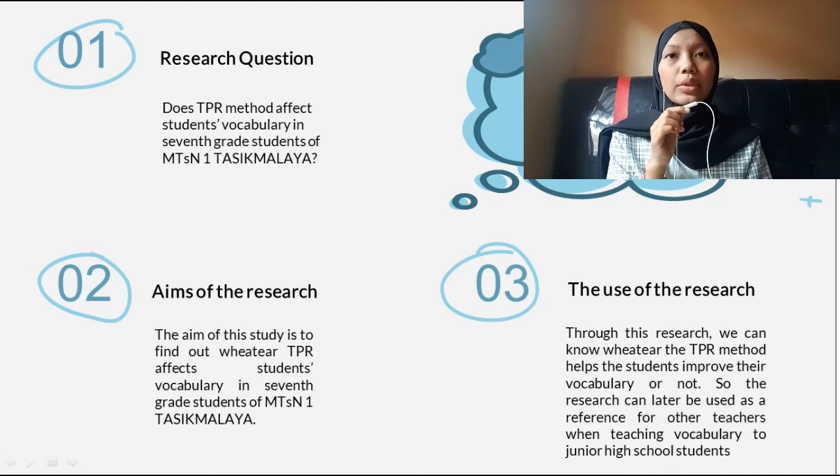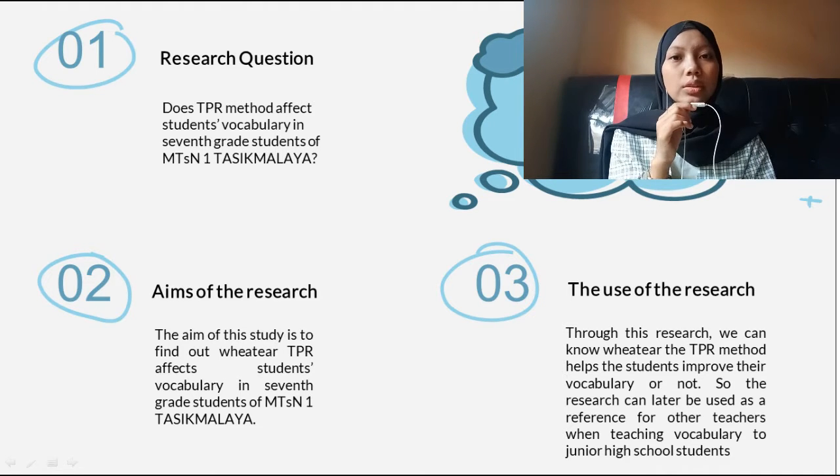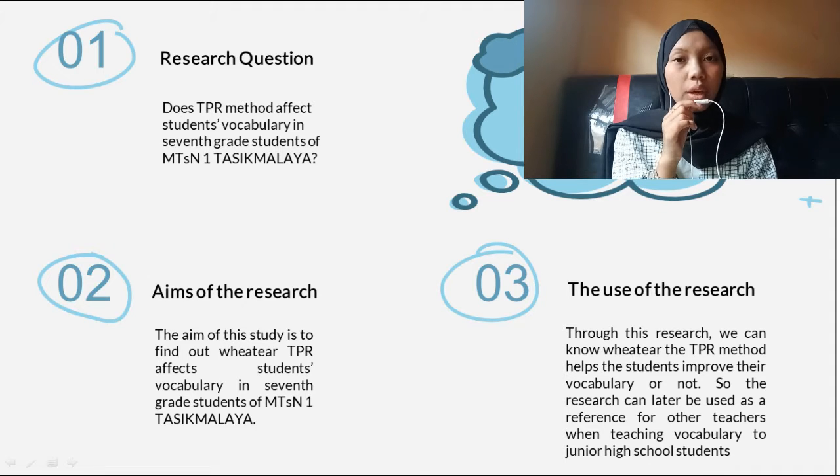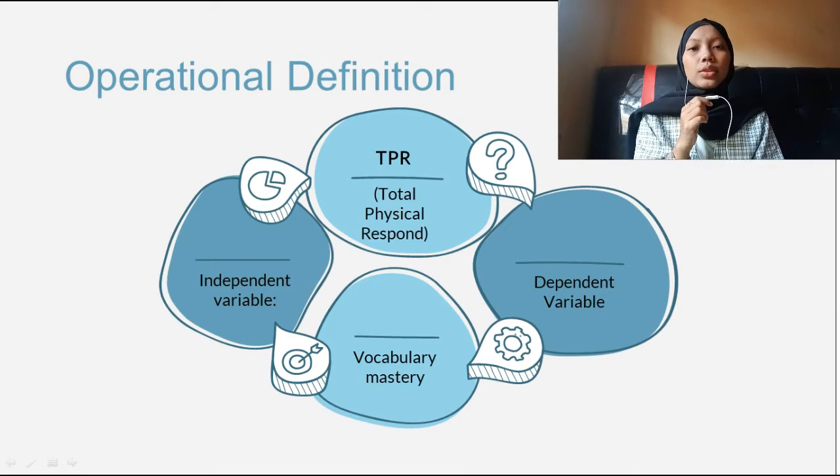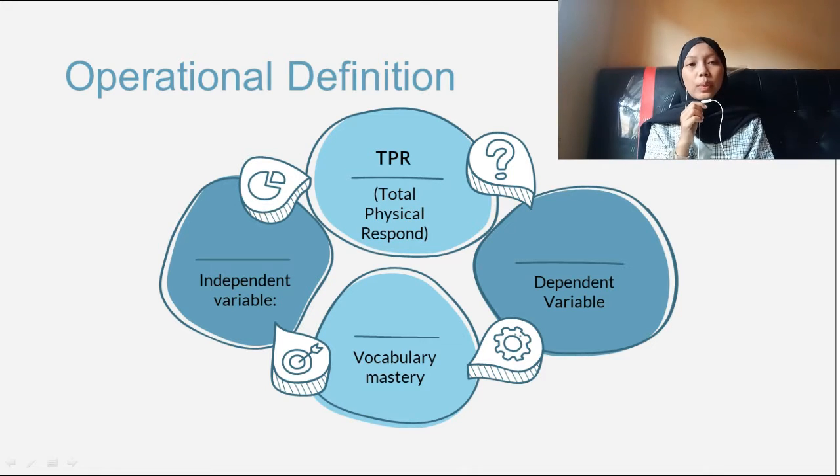The next is about the use of the research. The use of my research is that later, when we already know that TPR affects students' vocabulary, it can be used as a reference for other teachers when they want to teach vocabulary to students. So the next is about the operational definition. As you can see, TPR is the independent variable, and the dependent variable is vocabulary mastery.